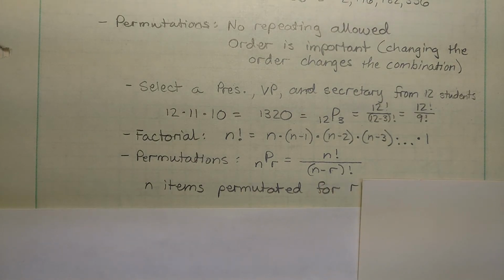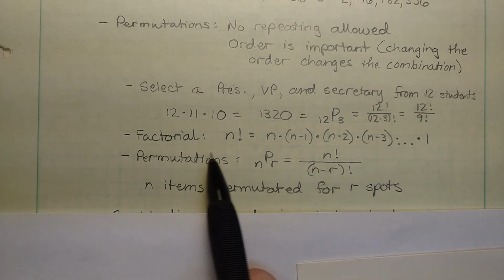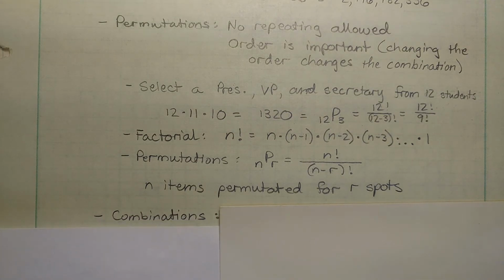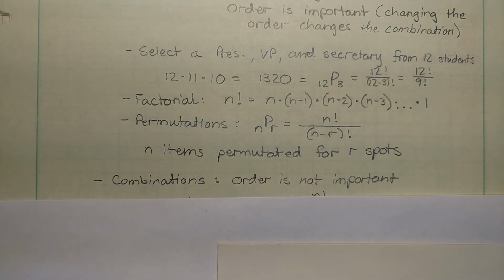Okay, so if we have n items permutated for r spots, this is the formula that we use. That's the way that we read that. All right, the other thing we can look at are called combinations. Combinations are like permutations, except now order is not important.